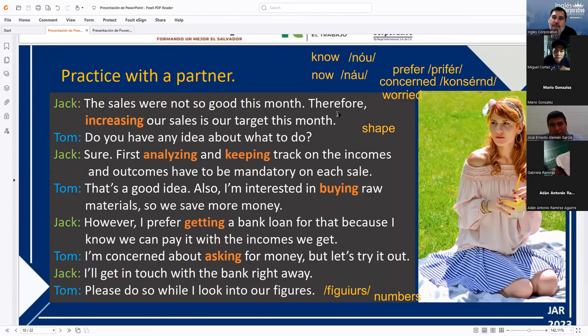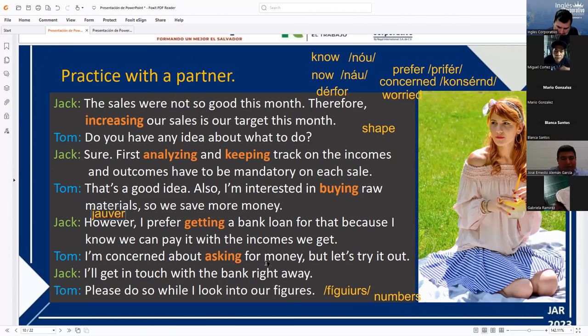Therefore, por lo tanto. Therefore, por lo tanto. However.